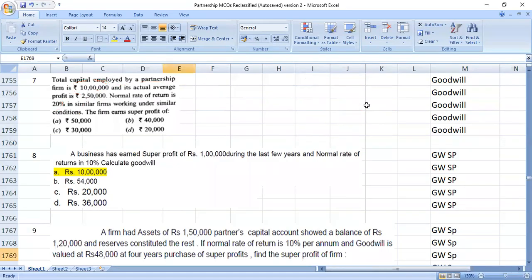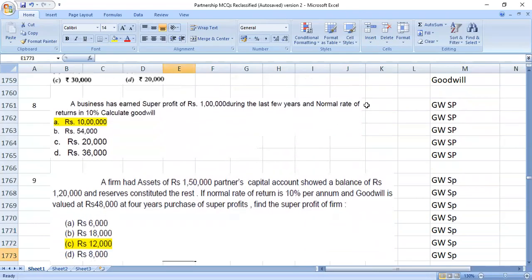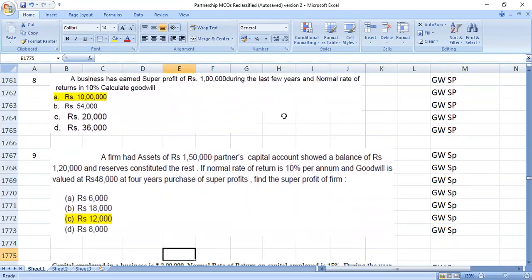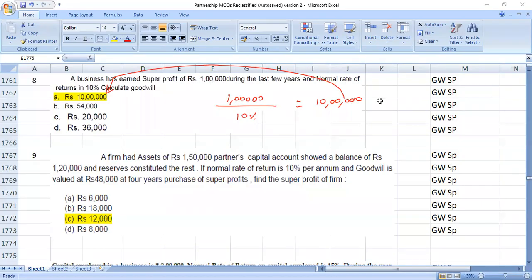All right. The business has earned a super profit of 1 lakh during the last few years. Normal rate of return 10%. Calculate goodwill. This is the capitalization of super profit method. In this method, super profit divided by normal rate of return is the goodwill amount. So in this case, it is 10 lakh.